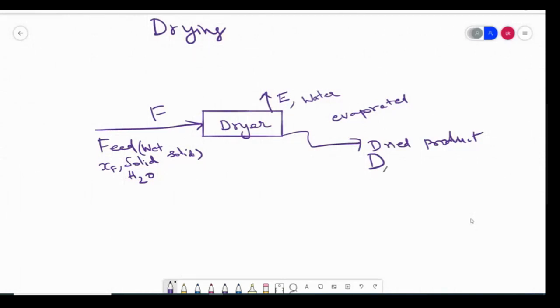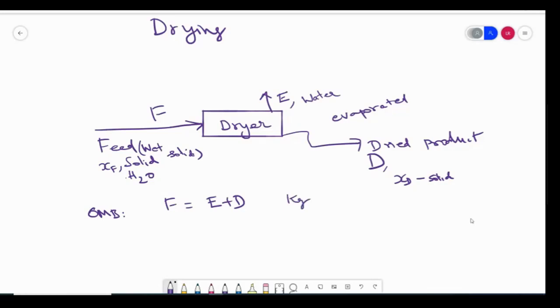E and D are the products, and the solid is not escaping along with the water evaporated. So whatever is the dry solid amount will be present in the dried product also. Let XD be the mass fraction of solids in the product. Then what is the overall material balance? Overall material balance is F equal to E plus D, where E is the amount of water evaporated, D is the dried product, and F is the feed, all in kg mass.